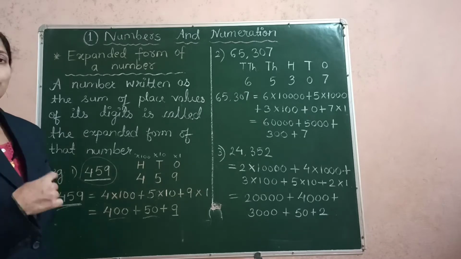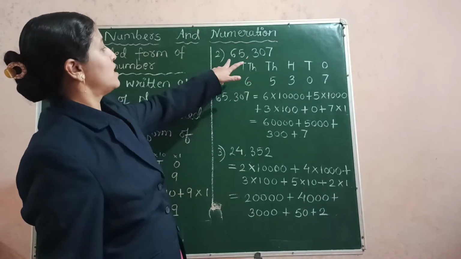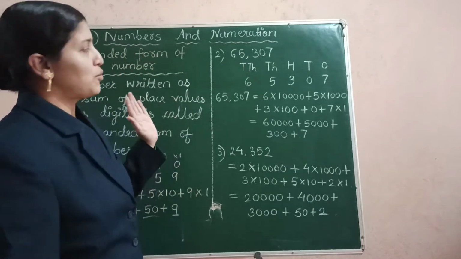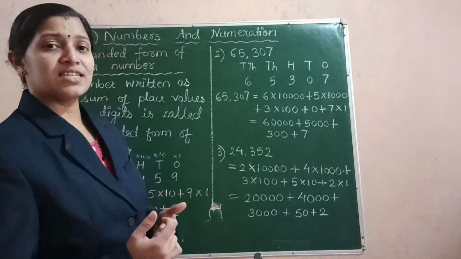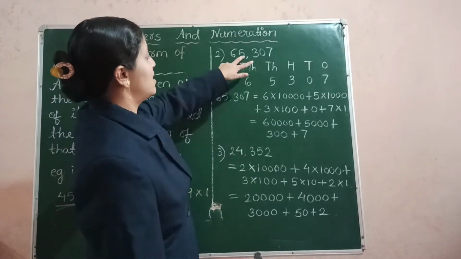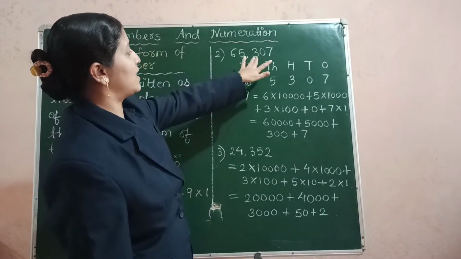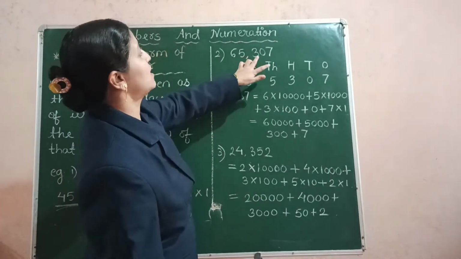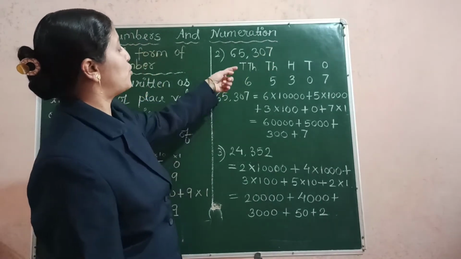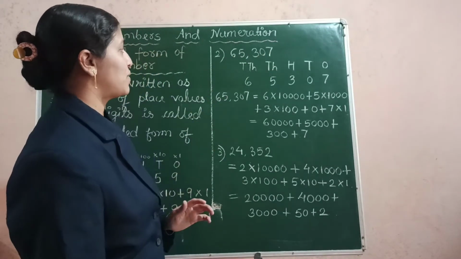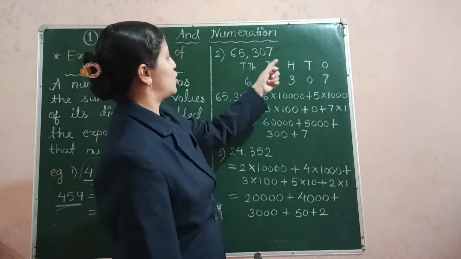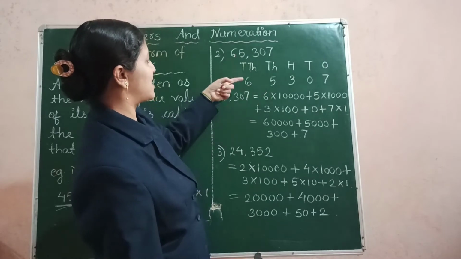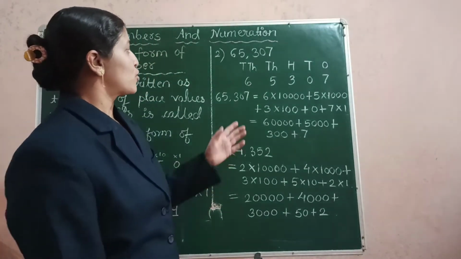Okay. So we will take one more example. Here you can see 65,307. Now you might have got familiar with reading these larger numbers. How will we read it? 65 is in thousands period and 307 are in ones period. So 65,307. I have put all these digits in their place values. See, 7 is in ones, 0 in tens place, 3 in hundreds place, 5 in thousands place and 6 in 10,000 place.